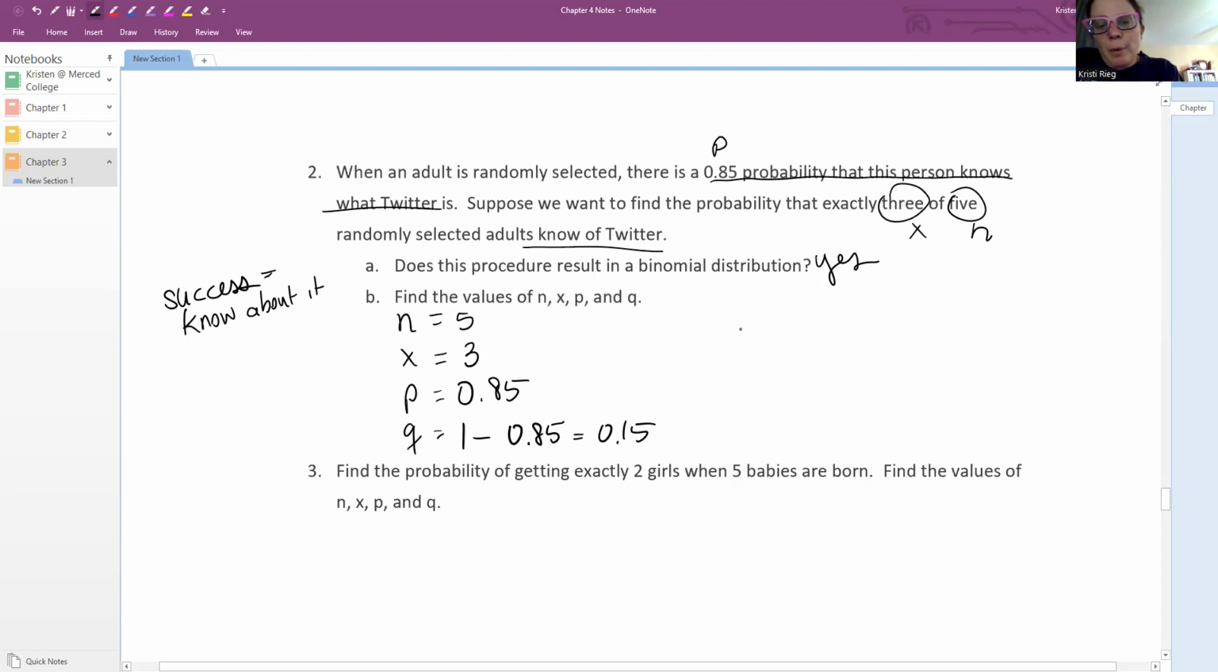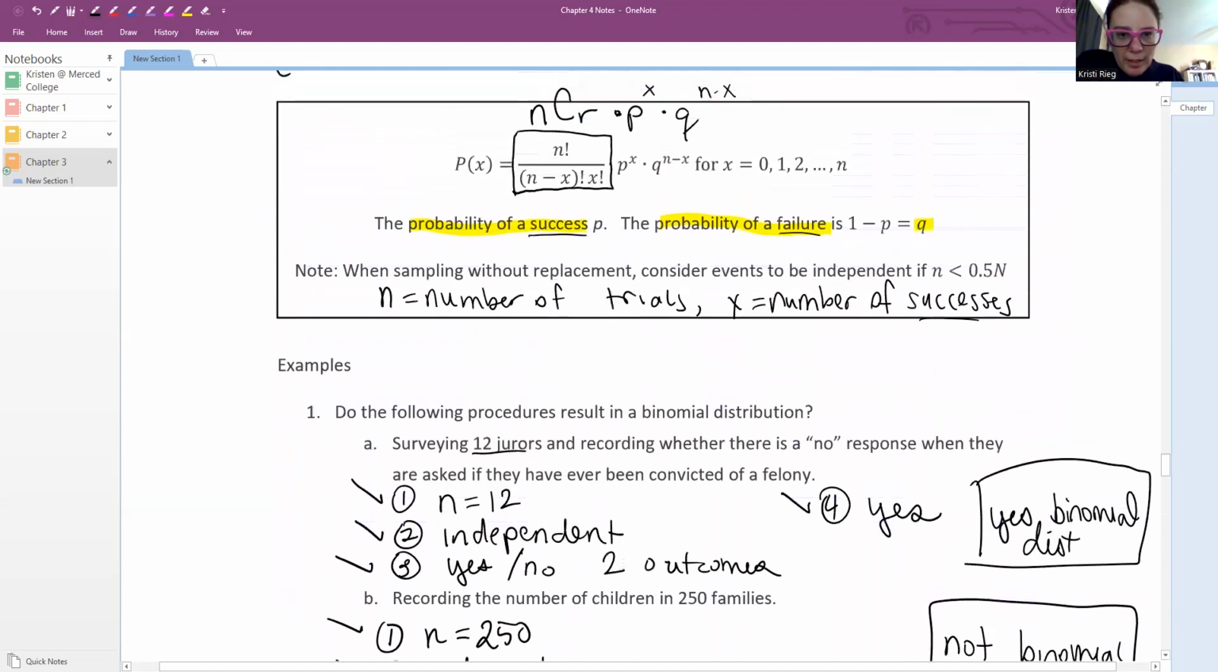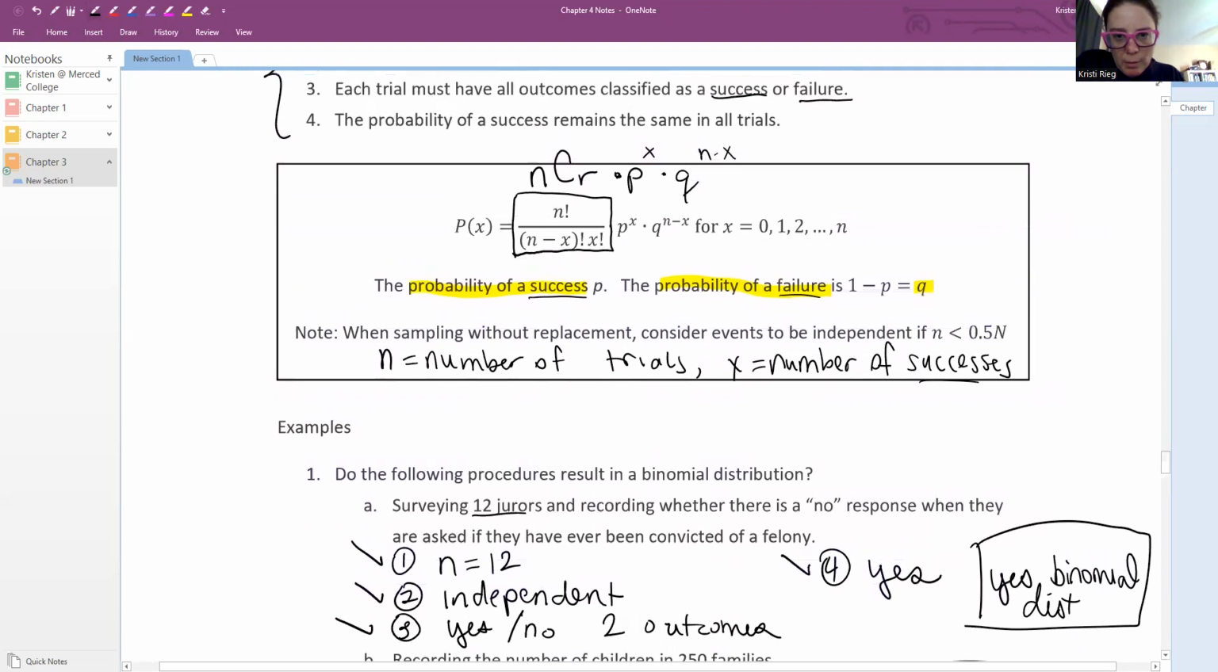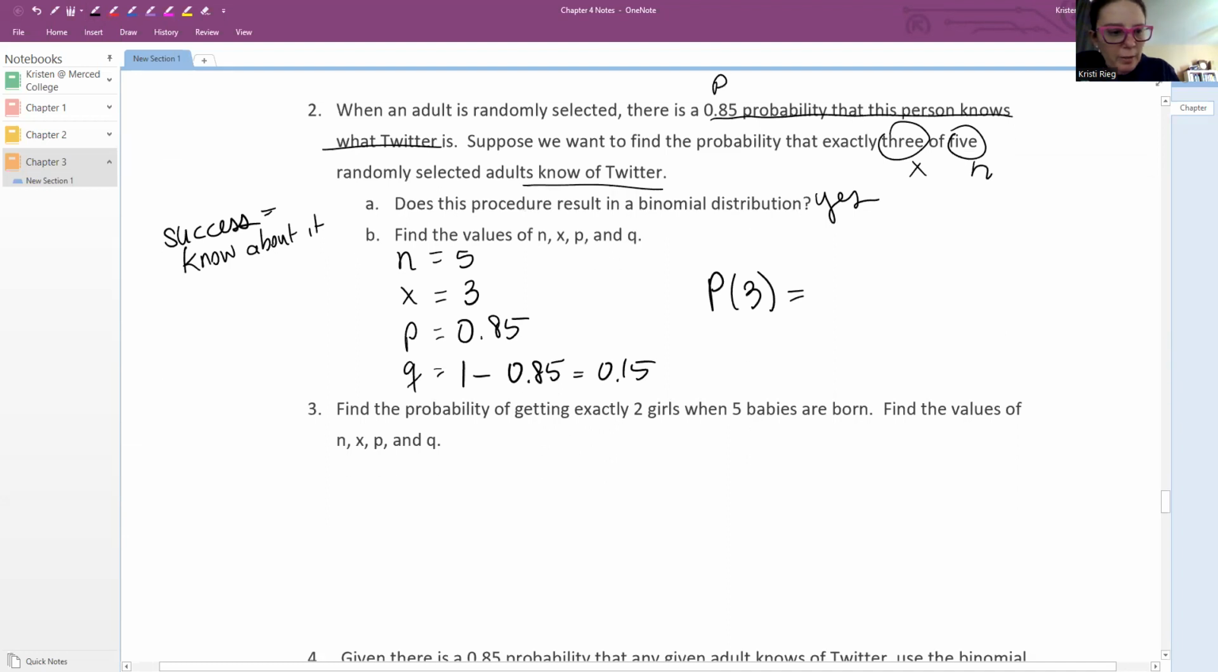Okay, so we want to find the probability that exactly 3 people know about Twitter. I'm going to copy this formula so it's on this page: NCR, P to the X, Q to the N minus X. I'll just put it over here real quick so we can see it on a couple problems. It says NCR, but that's where we plug in the X value. So it's the NCR button on the calculator, and R is where we plug in X.